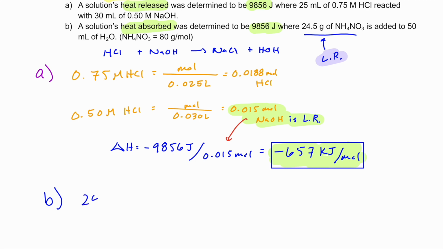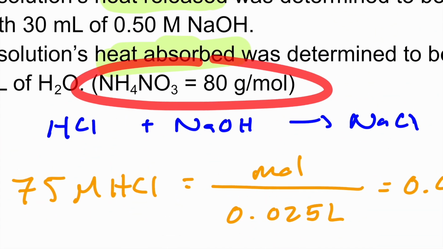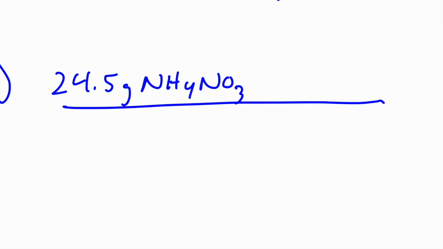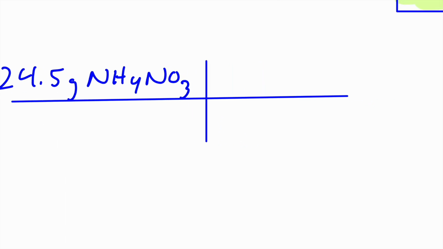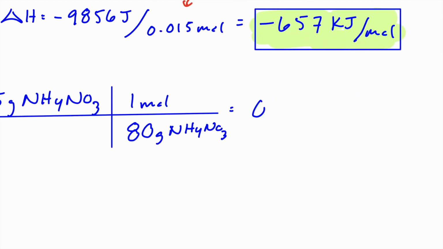So that means I need to get my moles again. This time I'm going to do ammonium nitrate. Also, guys, the fact that a problem gives you the molar mass, that is a huge hint. They want you to use it, okay? So I need to find moles, because again, I have a joule already. I need to divide it over an amount. All right, so I have 80 grams. And what I end up getting is about a third of a mole.